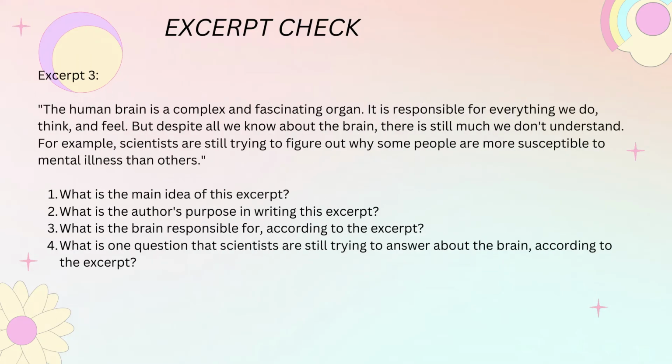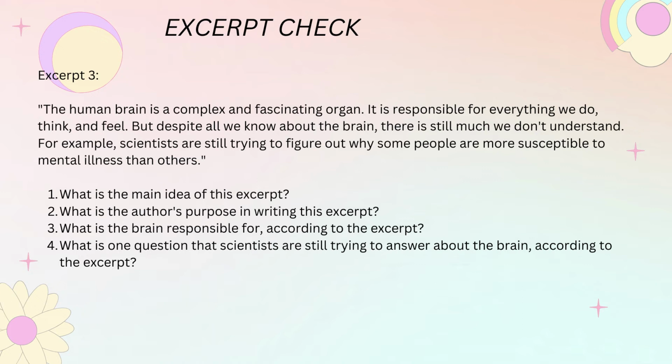Read to learn more. Excerpt 3. The human brain is a complex and fascinating organ. It is responsible for everything we do, think, and feel. But despite all we know about the brain, there is still much we don't understand. For example, scientists are still trying to figure out why some people are more susceptible to mental illness than others.